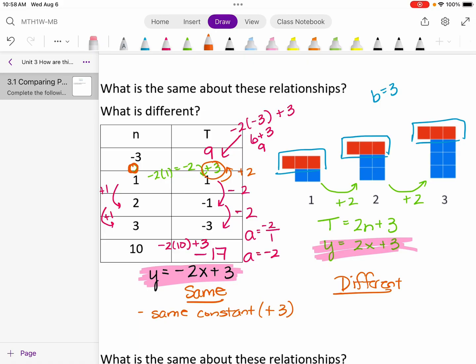They are going in different directions, meaning one is increasing and one is decreasing. And I know that because one has a positive rate of change, meaning increasing, and this one has a negative rate of change, which means decreasing. I can also say that they're growing or changing at the same speed.